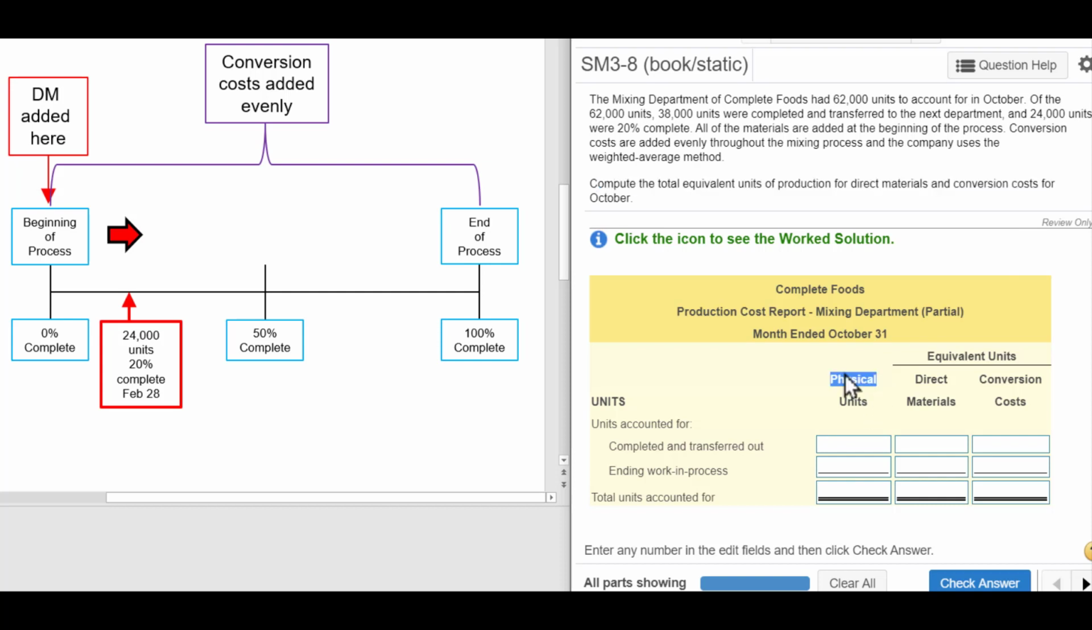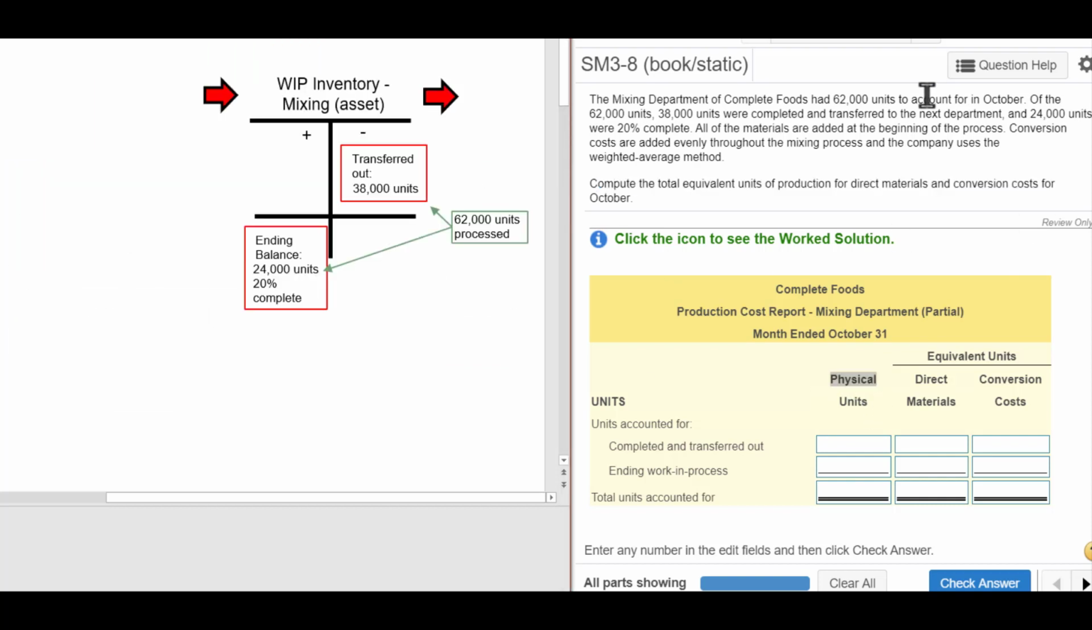So let's talk about the physical units. We know that there was 62,000 units to account for. So if you wanted to, you could put those in here. And 38,000 units were completed, and on your piece of scratch paper, that's what it would look like here. 38,000 completed and transferred out. And 24,000 units were 20% complete. So 24,000 are in the ending work in process. And of course, double check your math. 38,000 plus 24,000 should equal 62,000.